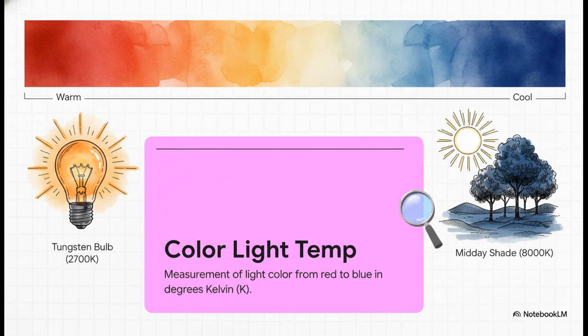So, to really grasp white balance, we have to understand color light temperature. It's just a measurement of light color, ranging from warm reds to cool blues, measured in degrees Kelvin. To put that into perspective, standard daylight around noon is roughly 5,500 Kelvin. Household tungsten bulbs are way lower on the scale, making them look super warm and orange, while deep, heavy shade pushes higher up into those cooler, bluer temperatures.